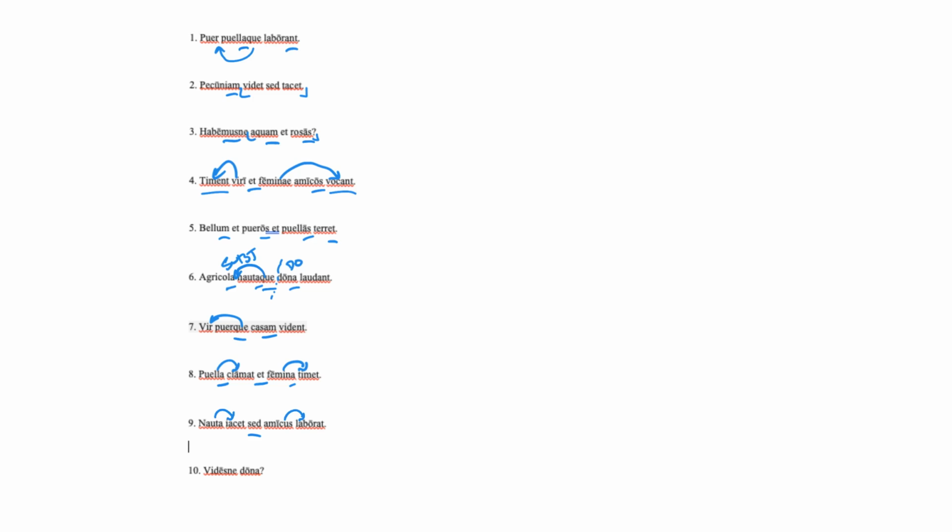And number 10, videsne dona. All right, and again, that ne tells you that it is a yes-no question. The S ending is really the functioning verb ending, and dona, as we saw in number 6, is that neuter accusative plural. So videsne dona, the subject is in the S, and the dona is the direct object.